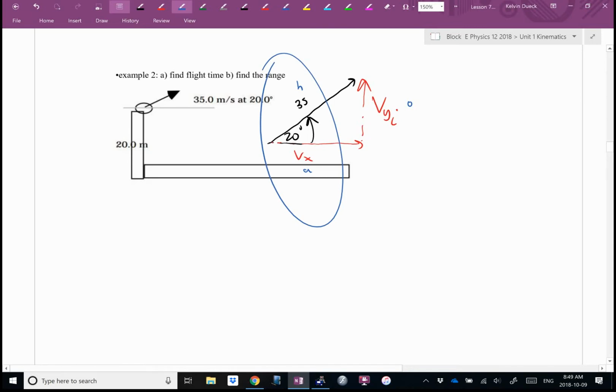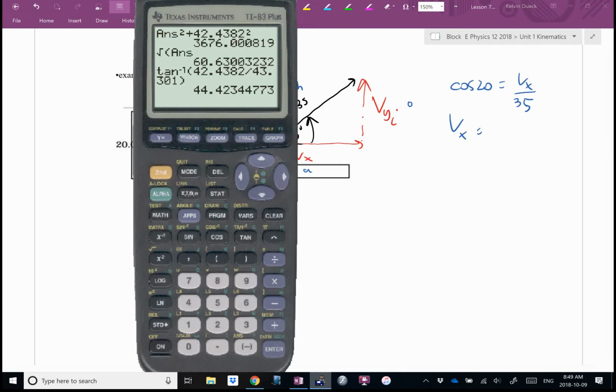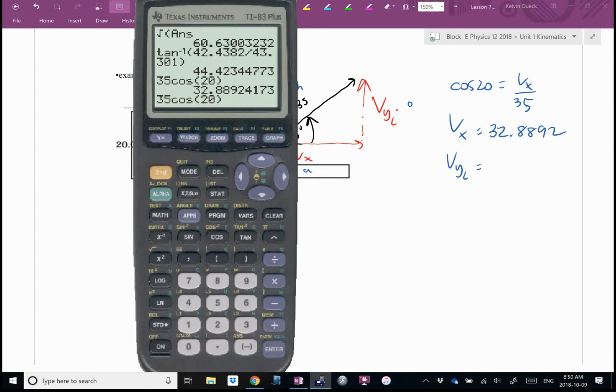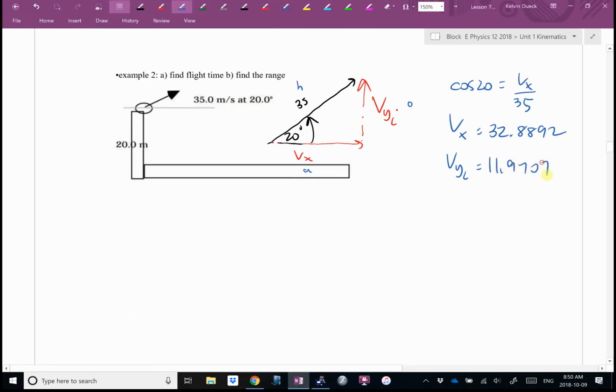Which trig function is Vx? Cos. So it's going to be cos 20 equals Vx over 35. Vx ends up being 35 cos 20, and I get 32.8892. I'll carry some extra sig figs. And which trig function do you think Vy initial is going to be then? Sine? So if I'm clever, I can just backspace edit and change the cos to a sine, and I get 11.9707. Was that okay, or did I go too fast, Chantal? You okay with that? I didn't even write the sine down.